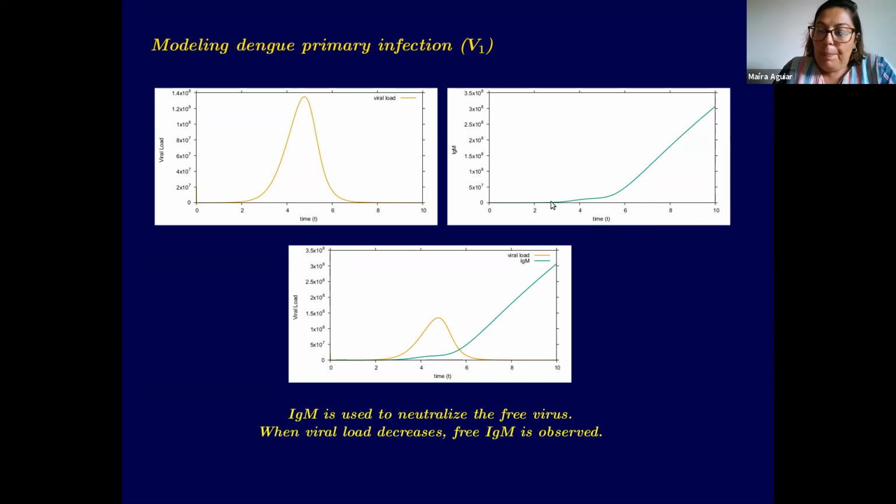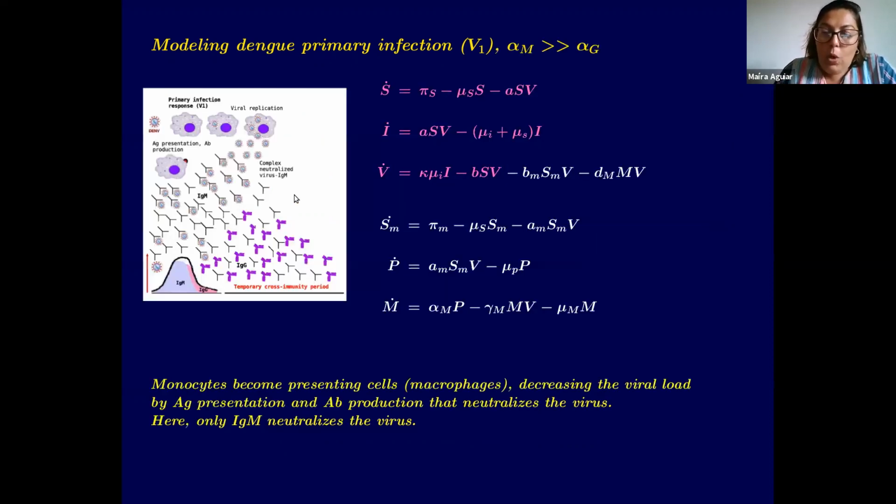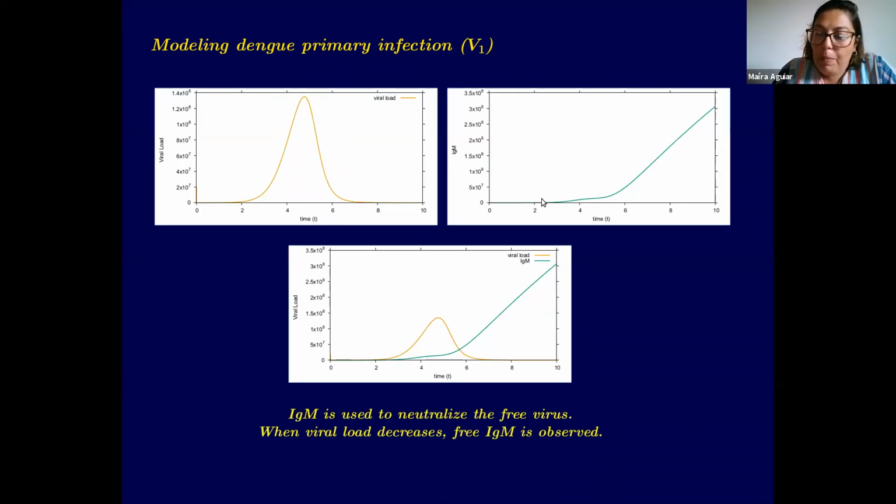And the free IgM only appears later on, but that is because when they start to be produced, they immediately bind to the virus, and we no longer have free IgM, but only complex. That's why we cannot see it here. We are going to see it in the next slides.